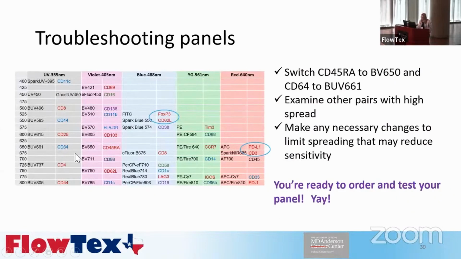Okay, so at this point, I'm going to make that switch, like I told you, from CD45RA and the 64. I'm going to look at every other pair with high spread and verify to myself that this is going to work before I spend my hard-earned grant money. And then I'm going to make any other necessary changes that I can imagine that may reduce sensitivity. Now I'm ready to order.